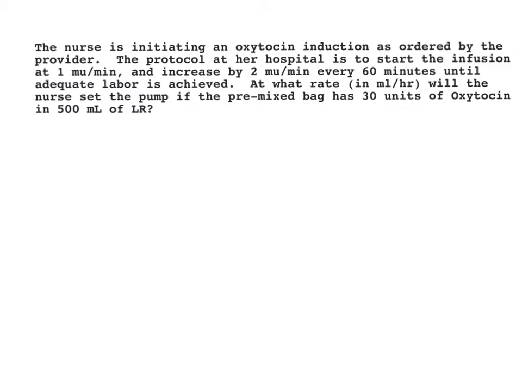Okay, so this is our next PIT problem. The nurse is initiating an oxytocin induction. The protocol at this hospital is to start at 1 MU per minute and increase by 2 MUs per minute every 60 minutes until adequate labor is achieved. But we're initiating the infusion, so the only number we're really concerned with at this point is the 1 MU per minute, right? So at what rate in mLs per hour will the nurse set the pump if the premixed bag has 30 units of oxytocin in 500 mLs of LR?